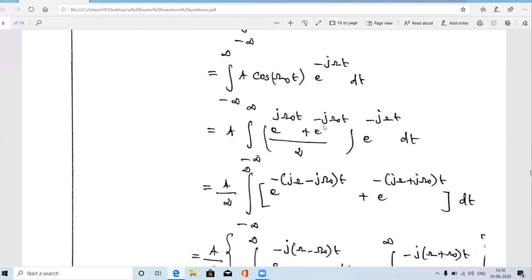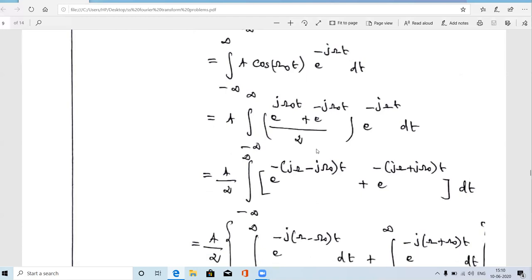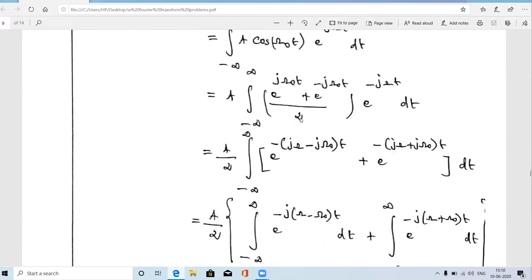You know the trigonometric formula: cos theta can be written as e power j theta plus e power minus j theta divided by 2. In the place of theta, the term is omega naught t. So e power j omega naught t plus e power minus j omega naught t divided by 2. We can write like this. In that, the 1 divided by 2 is a constant, so you take it outside. Then you multiply the first term e power j omega naught t with e power minus j omega t, plus the second term multiplied with this one. So you split the integration: integration minus infinity to infinity of e power j omega naught t e power minus j omega t.